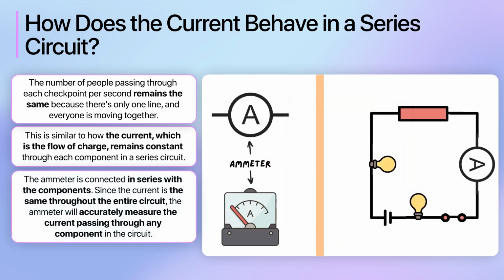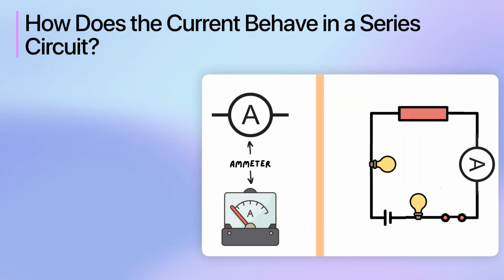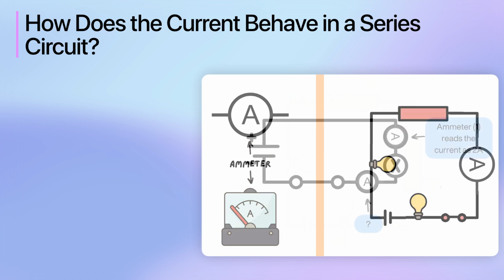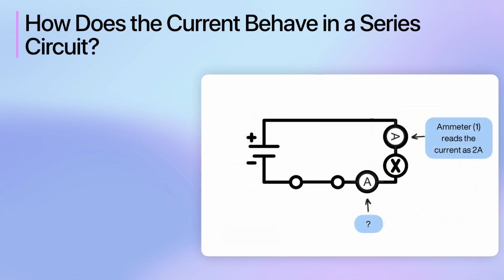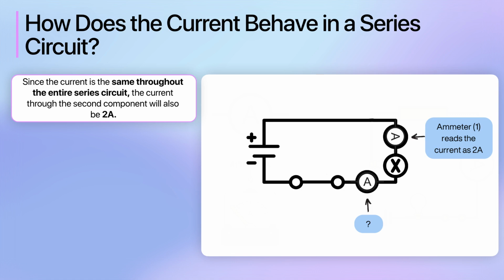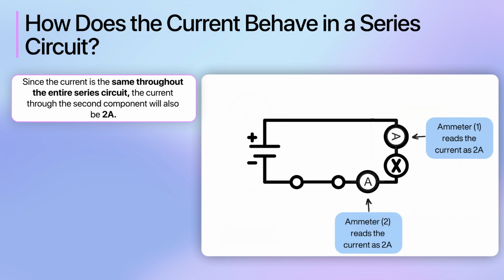This also explains why an ammeter, which measures the current, is connected in series with the components. Since the current is the same throughout the entire circuit, the ammeter will accurately measure the current passing through any component in the circuit. Let's solidify this with an example. Imagine you have a series circuit with two components, and you measure the current through the first component as 2 amps. Since the current is the same throughout the entire series circuit, the current through the second component will also be 2 amps.